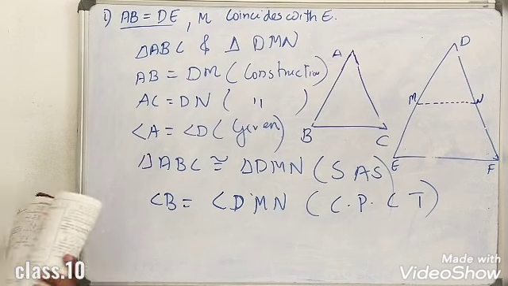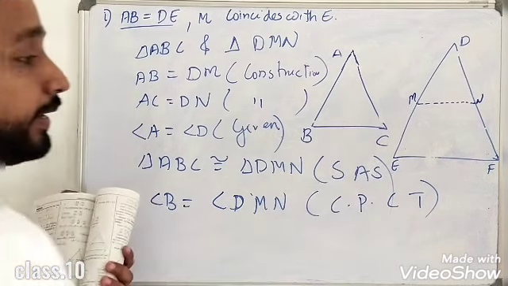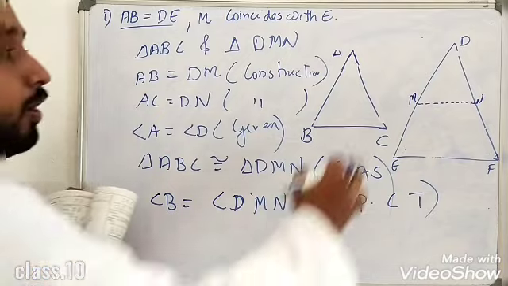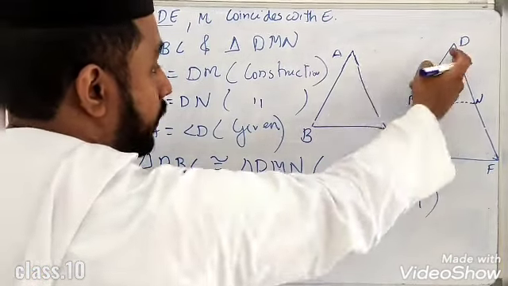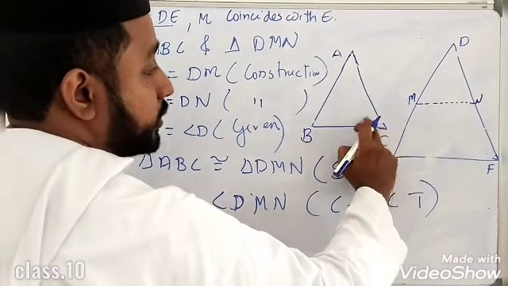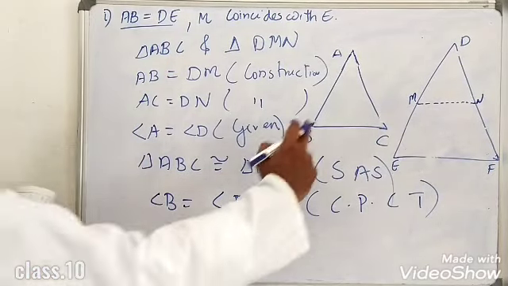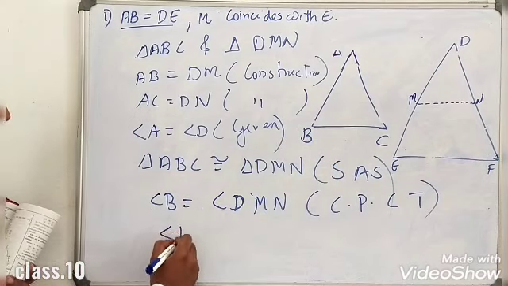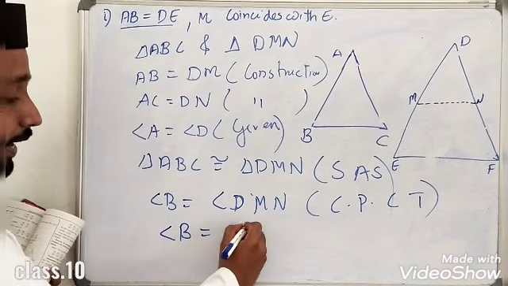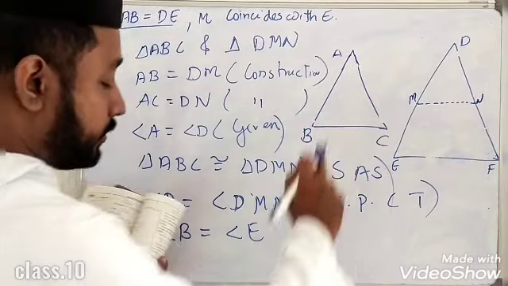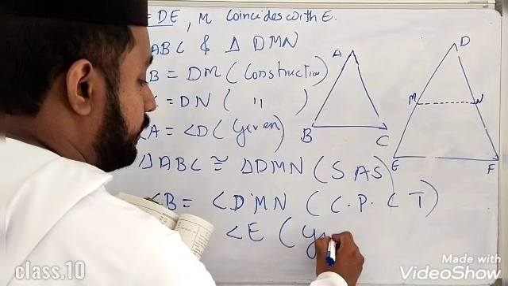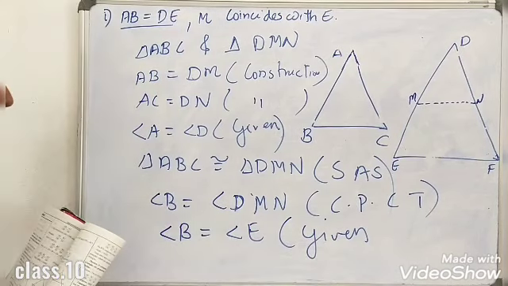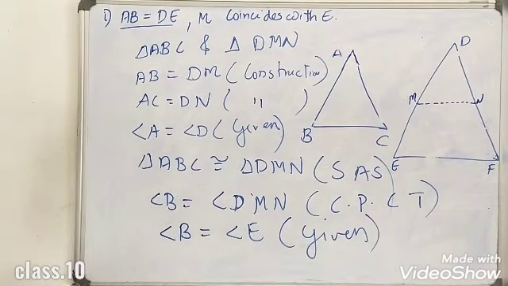But we have angle B is equal to angle E. That's a given condition. By the statement, all angles are equal to all angles of this triangle. So angle A is equal to angle D, angle B is equal to angle E, angle C is equal to angle F. Therefore, angle B is equal to angle E. That is given.